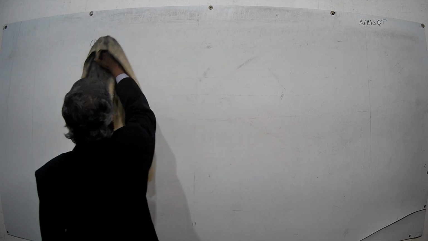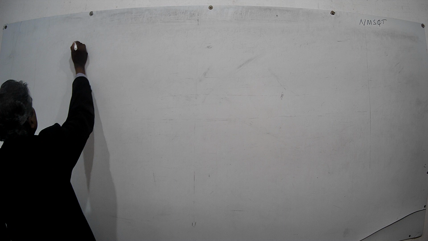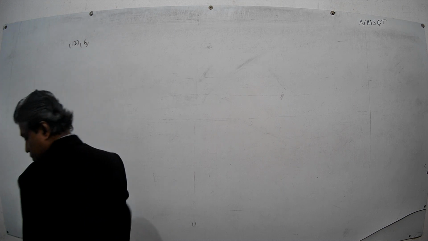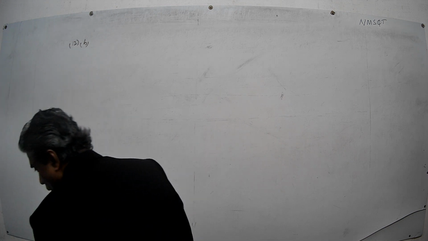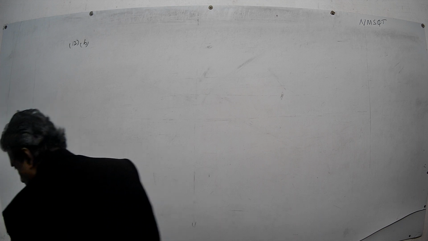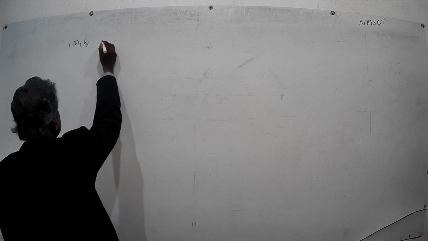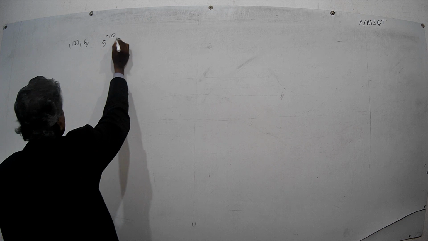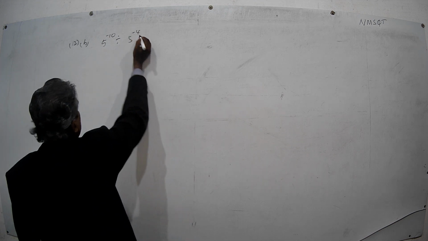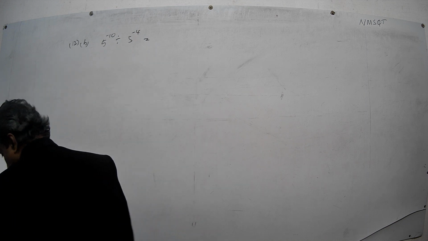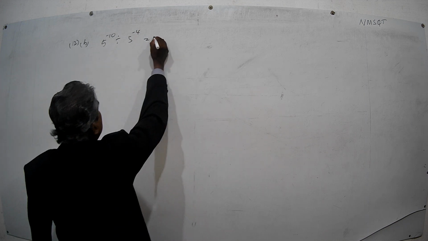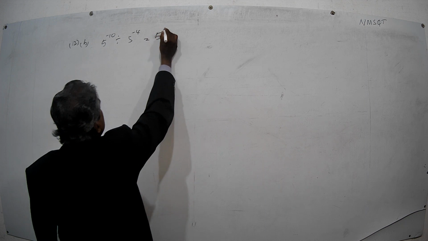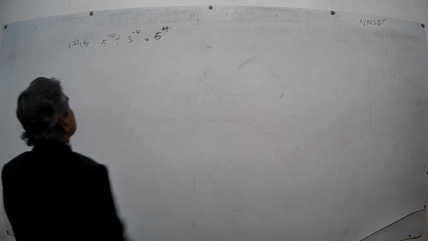Then 12b. What is 12b? They say 5 to the power minus 10 divided by 5 to the power minus 4, right? Okay. Now they say equals 5 to the power n. They ask us to find the value of n, right?